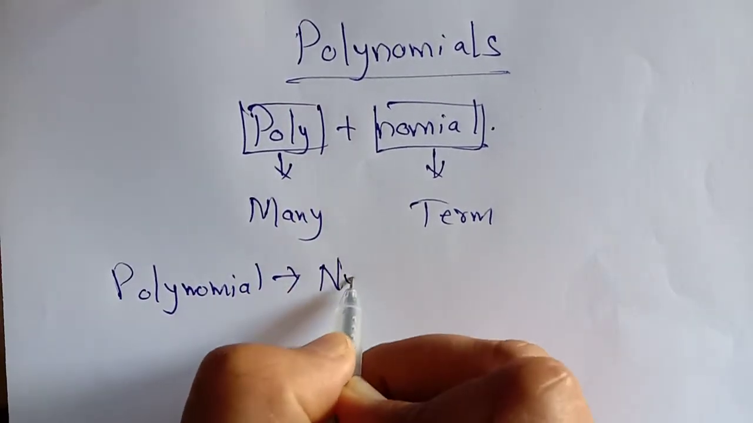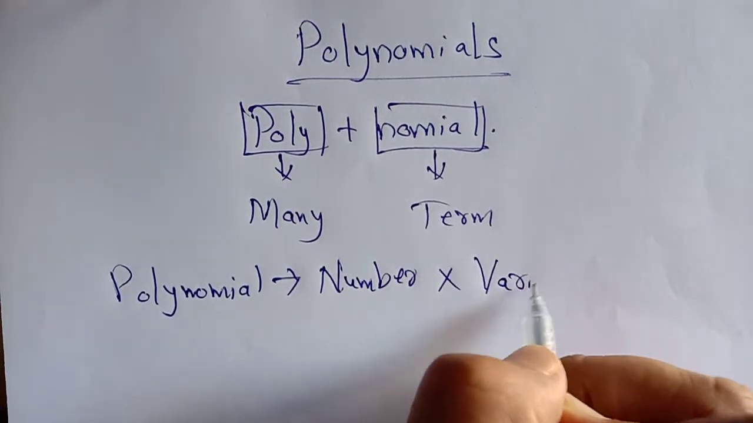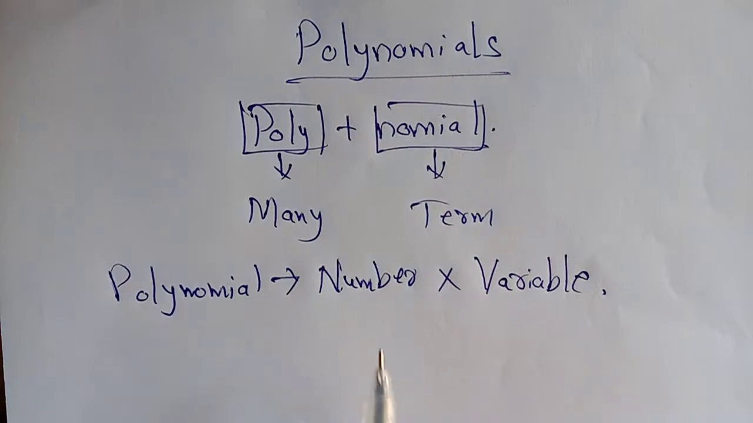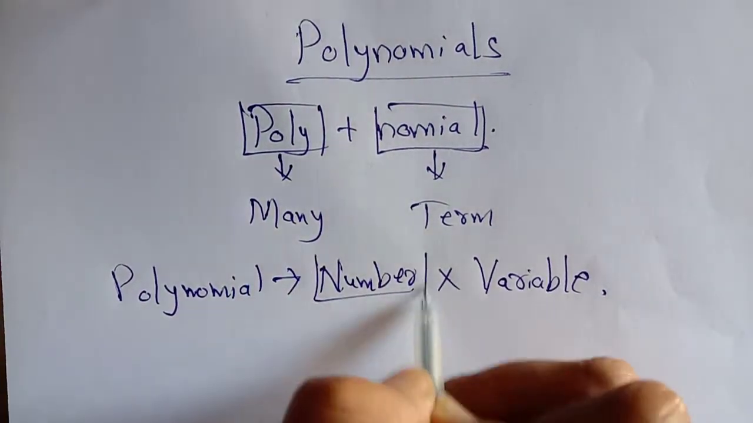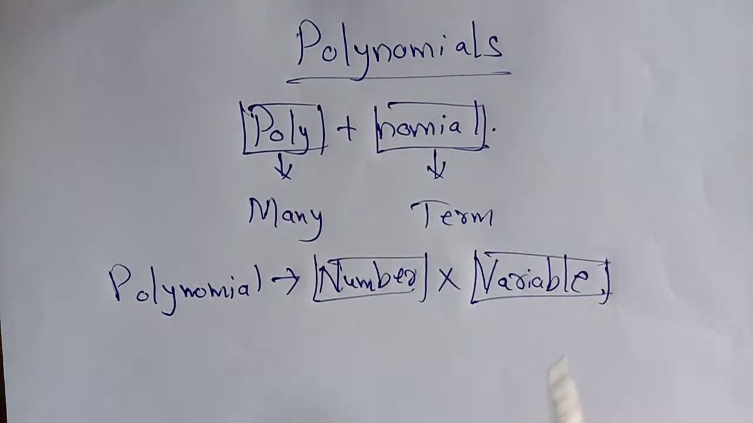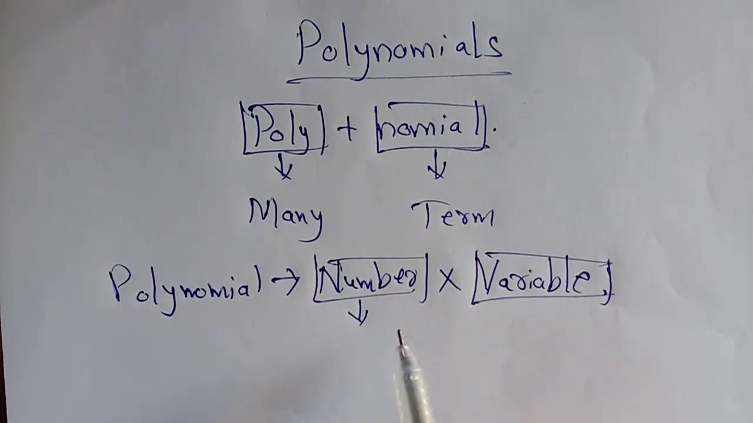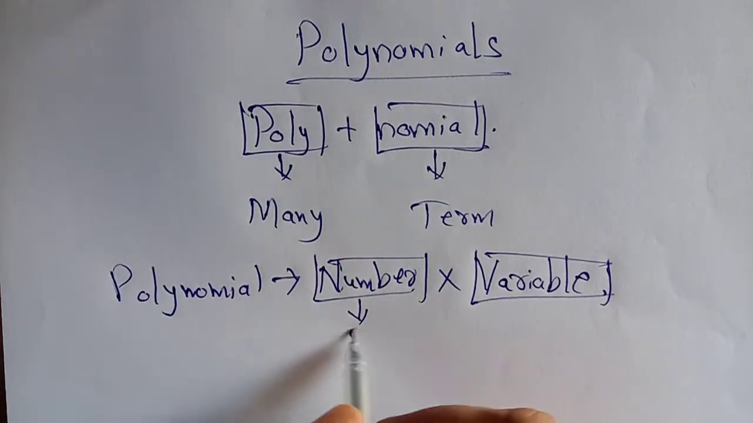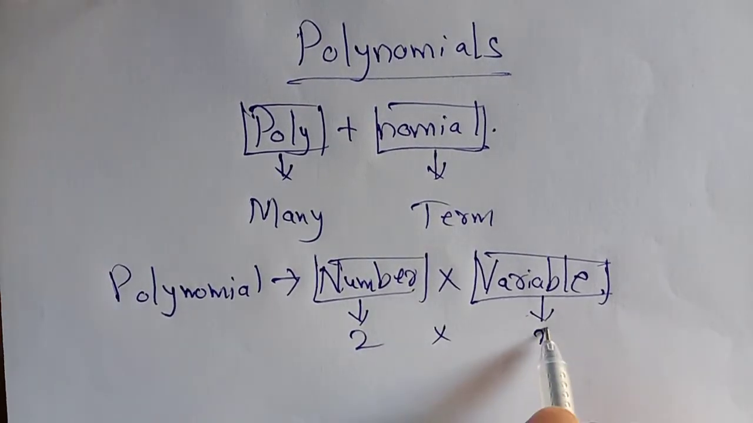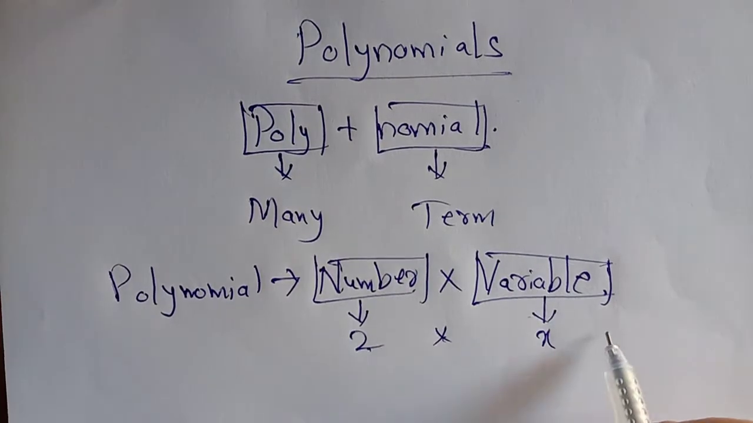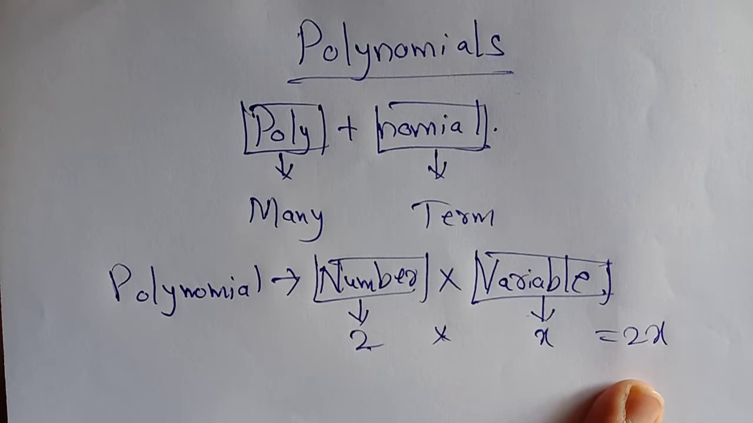equals a number into a variable. Here again you may ask what a variable is. Already you know number. Number into variable: number means you can take any number, 1, 2, 3, 4. I will take 2 here, and for a variable, as an example, I will take x. 2 into x becomes 2x. In 2x we can see that a number is there and a variable is also there.